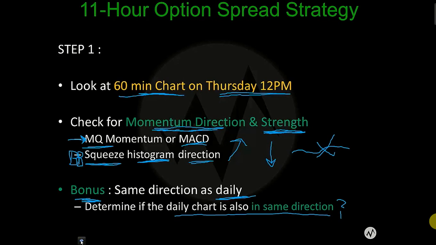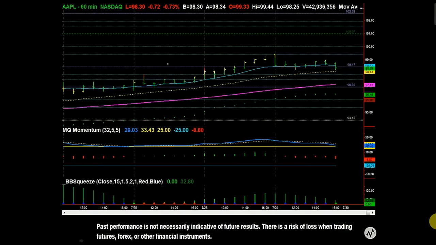All right, so here we go. This is a 60-minute chart of Apple. I'm going to show you. I've told you, look at a 60-minute chart at 12 p.m. on Thursday. This is not necessarily the case, but let's just say, hey, this is where we are, 12 p.m. on Thursday. The next thing I do is look which direction momentum is going. Here's my MQ momentum indicator. Okay? My bars are red and they are increasing. So which way is momentum going? It's going down. All right? I'm looking at my BB squeeze indicator. Which way are the histogram bars going? They're going down.